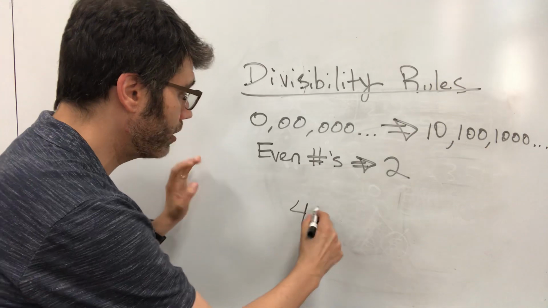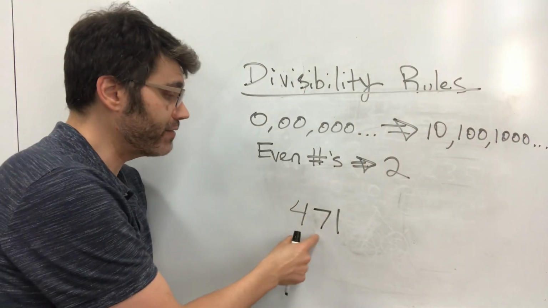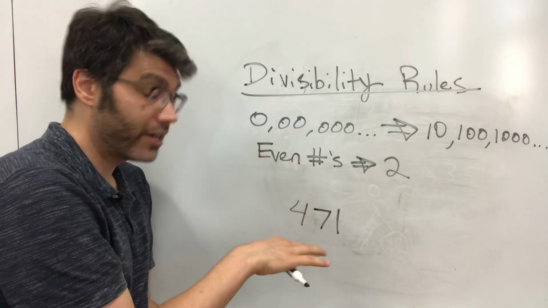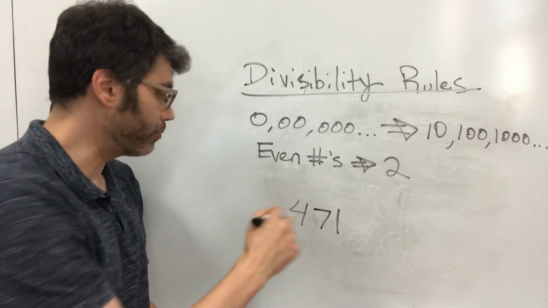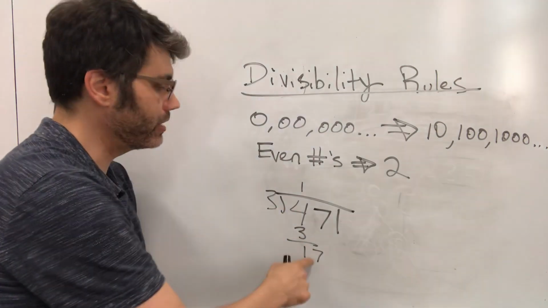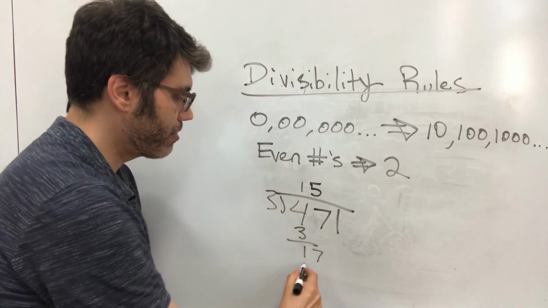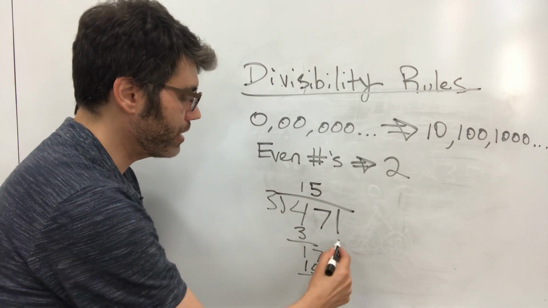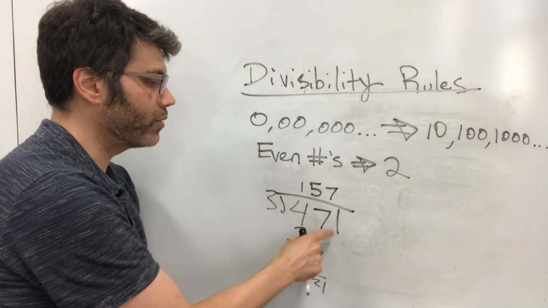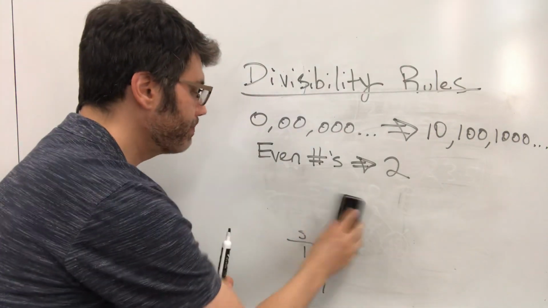Let's say 471, let's add it up. 4 and 7 is 11, 11 and 1 is 12, 12 is divisible by 3, so 471 is divisible by 3. I'll prove it, here. Let's see, 3 into 4, 1, 3, 1, 7, 3 goes into 17 5 times. 5 times 3 is 15, 2 carry down to 1, 3 into 21 is 7. Turns out that 3 goes into 471 exactly 157 times. So that's the divisibility rule of 3.